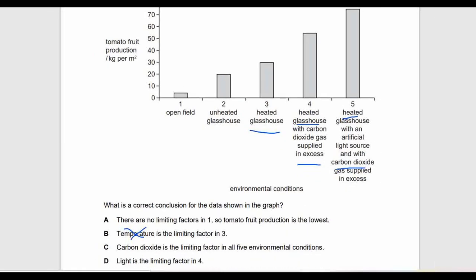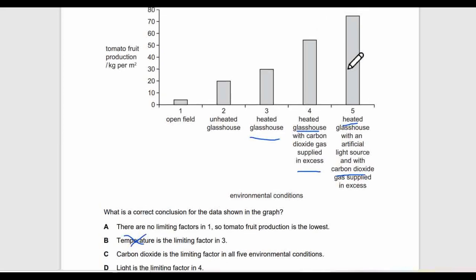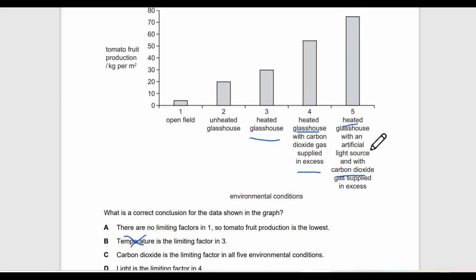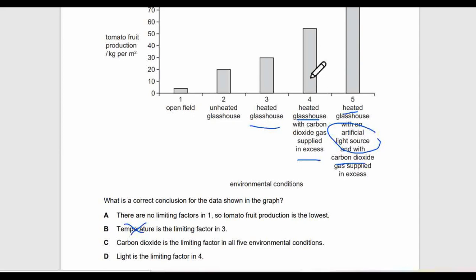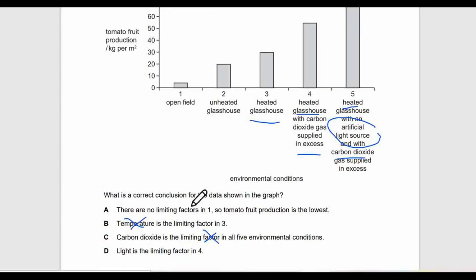But number 5 has more tomato fruit production since there's an additional light source. So it's not carbon dioxide for all, but for 4, the limiting factor is the light source. So this will be wrong. So for this question 11, the only possible answer will be D.